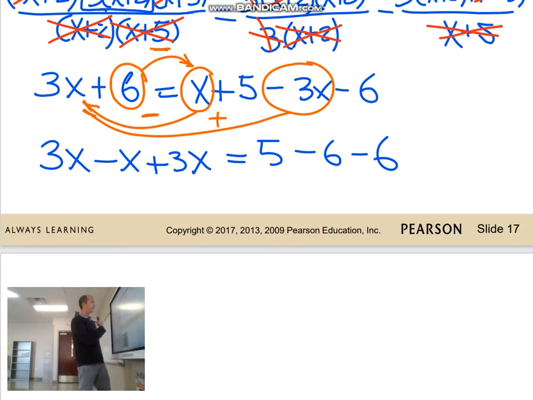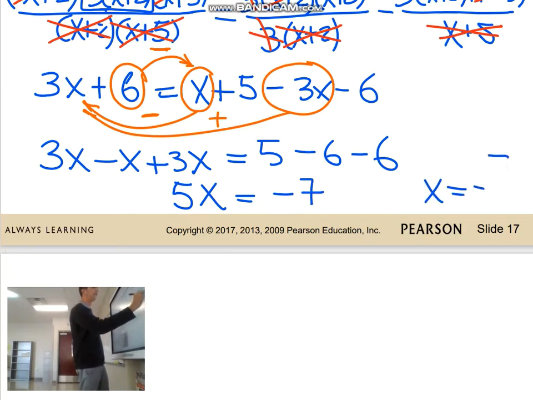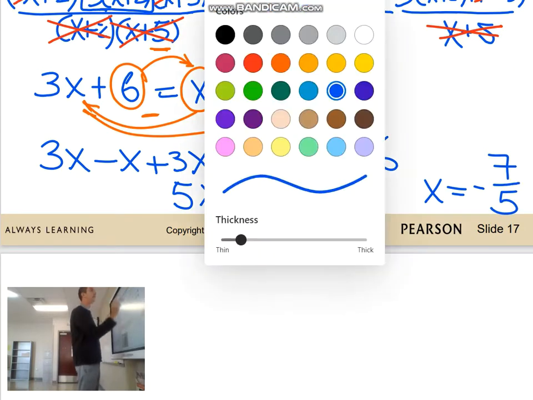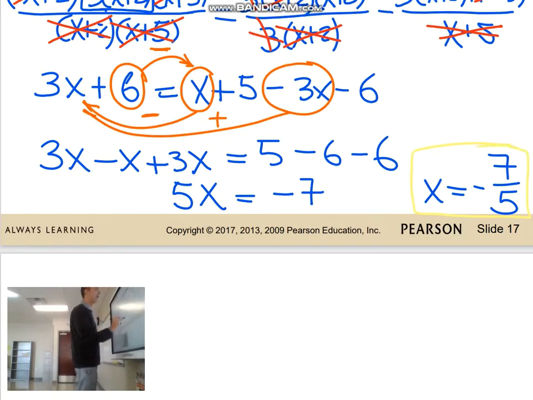3x minus x, 2x plus 3x, 5x equals 5 minus 6, negative 1, negative 1 minus 6, negative 7. That means x equals negative 7 over 5. This is the answer, negative 7 over 5.